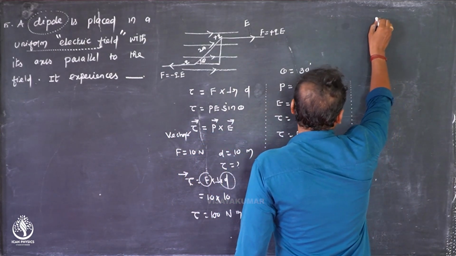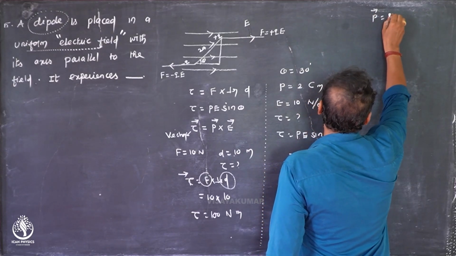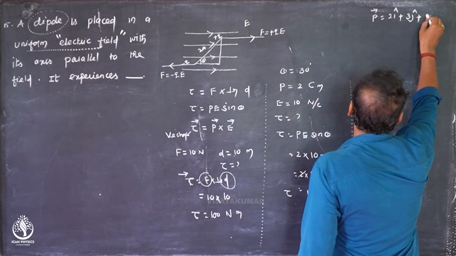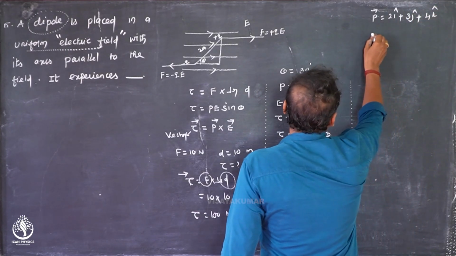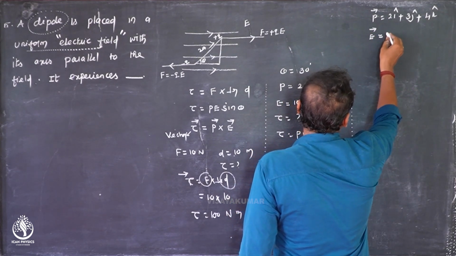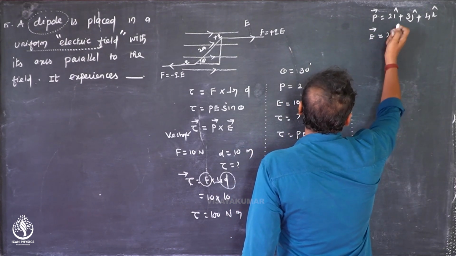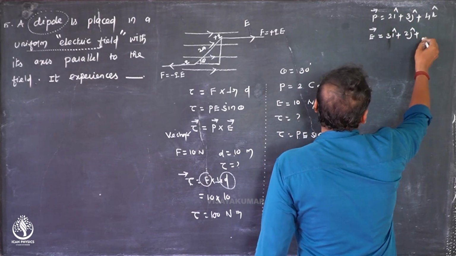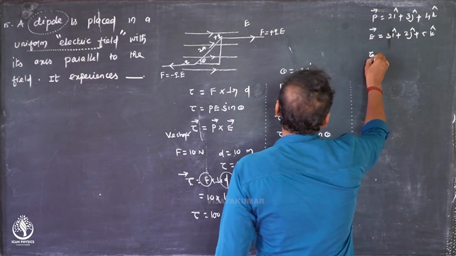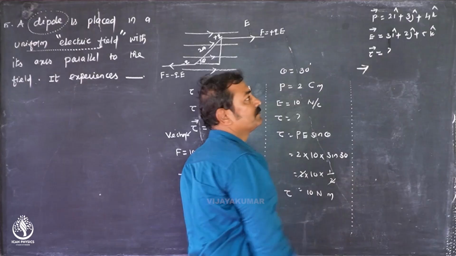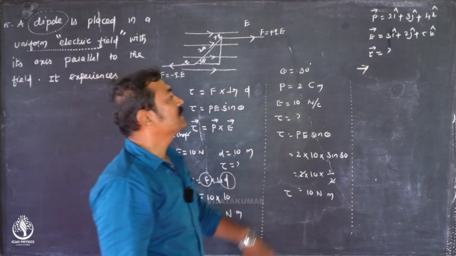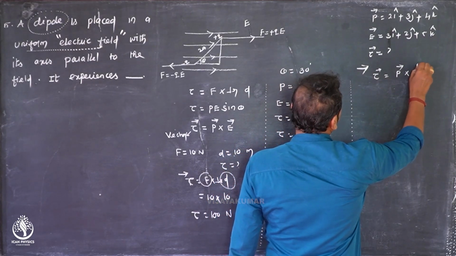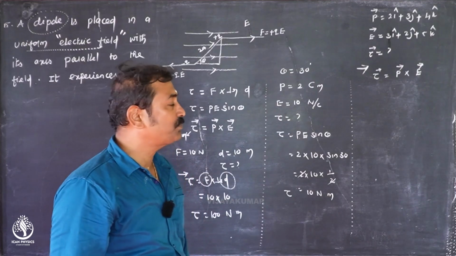The same problem may be asked like this. How? P vector equals 2i cap plus 3j cap plus 4k cap, and the electric field equals 3i cap plus 2j cap plus 5k cap. Then what is the torque? What is the formula for torque? Torque equals P vector cross E vector. So how can we do the cross product of two vectors?